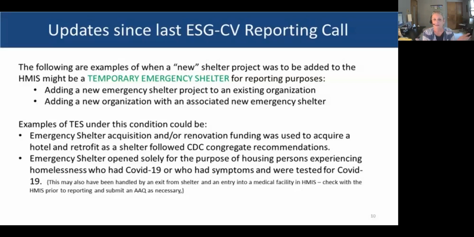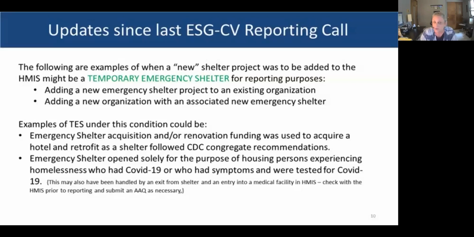Also, again, somebody that's never done one before, an organization that's never done one before, is going to come in and do a shelter. Some examples of this that we've heard of is where communities have used ESG funds to acquire or renovate a building, even an old hotel or motel kind of building, and retrofit it as a shelter to follow those CDC congregation recommendations and get folks to a new place.